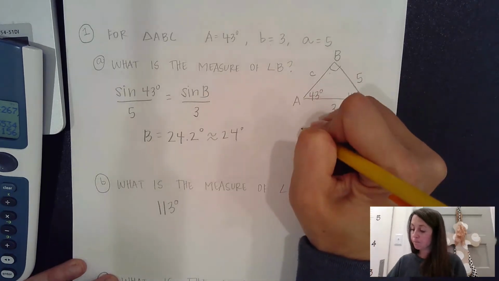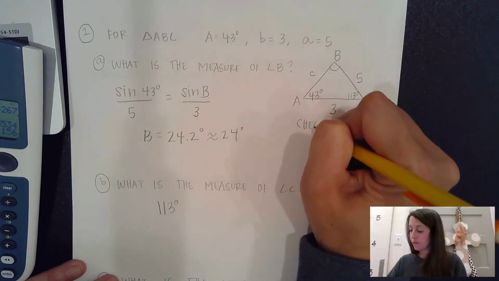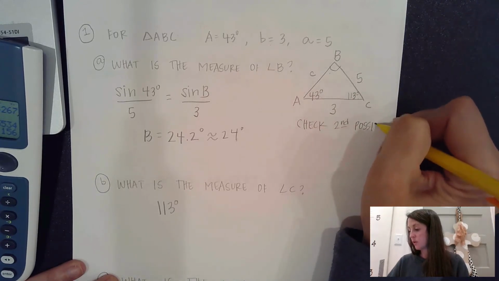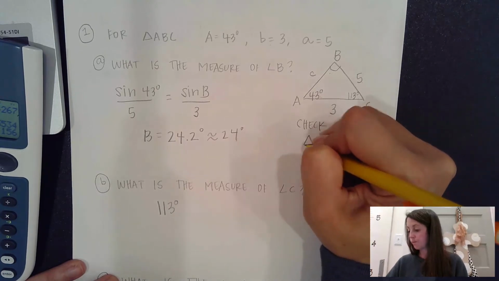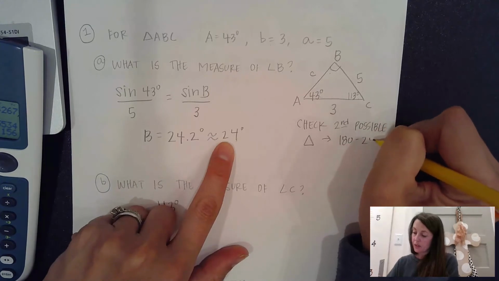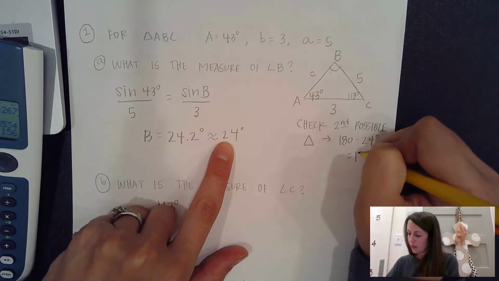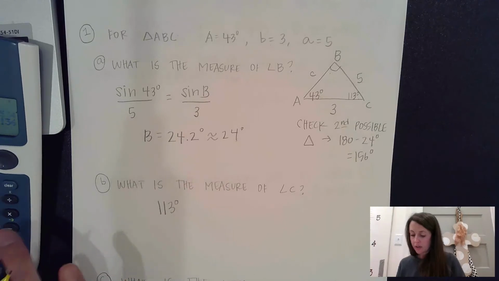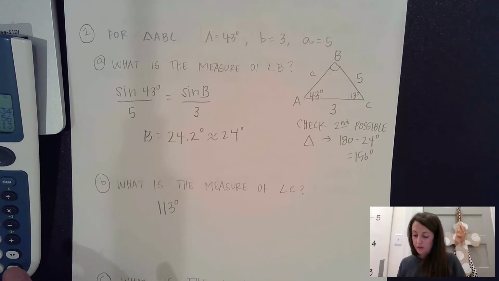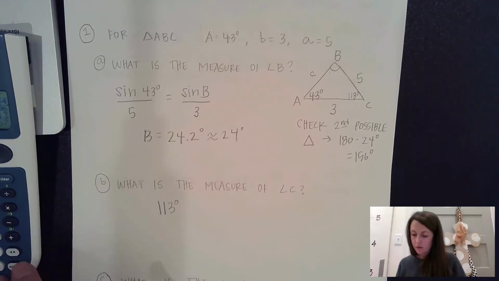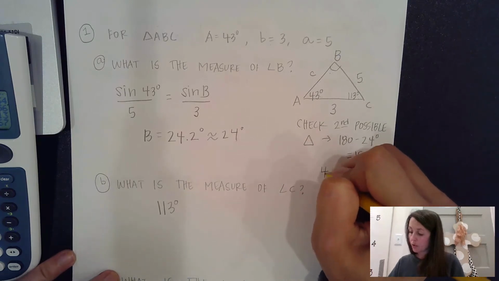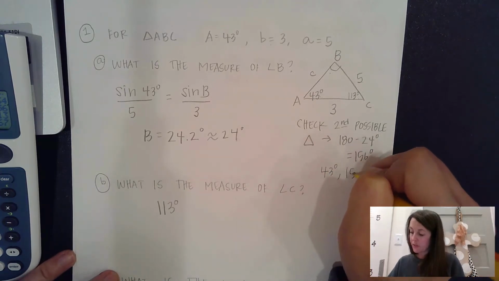So remember, check for second possible triangle. Sorry. So if I said 180 minus this value, it's going to give me 156 degrees. 156 minus 43. Minus 180, it's not going to happen. So you can't have a 43 degree triangle, 156 degree triangle.